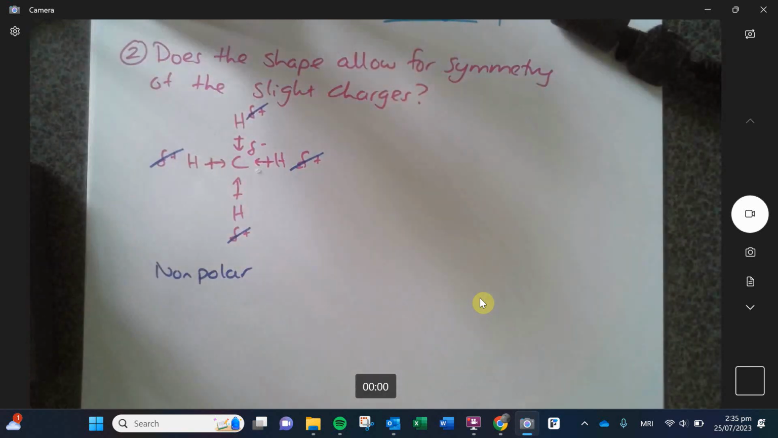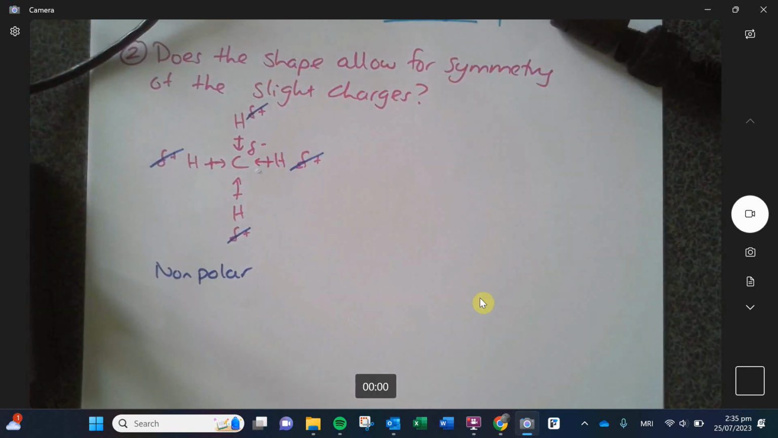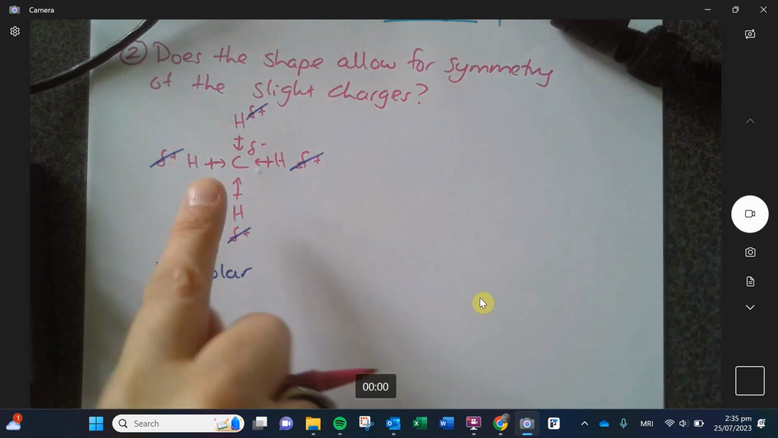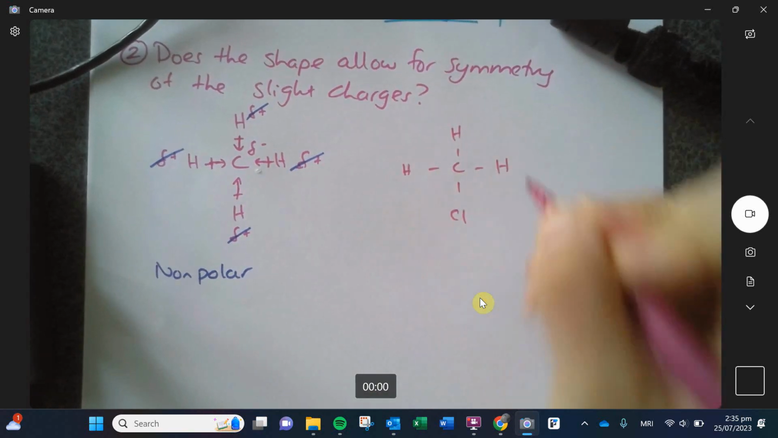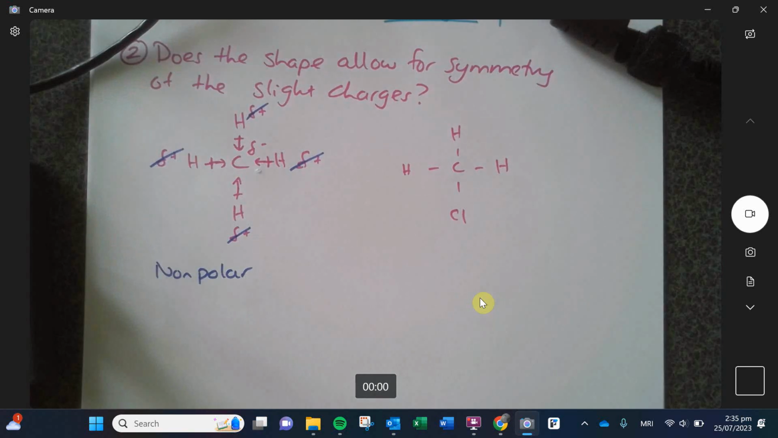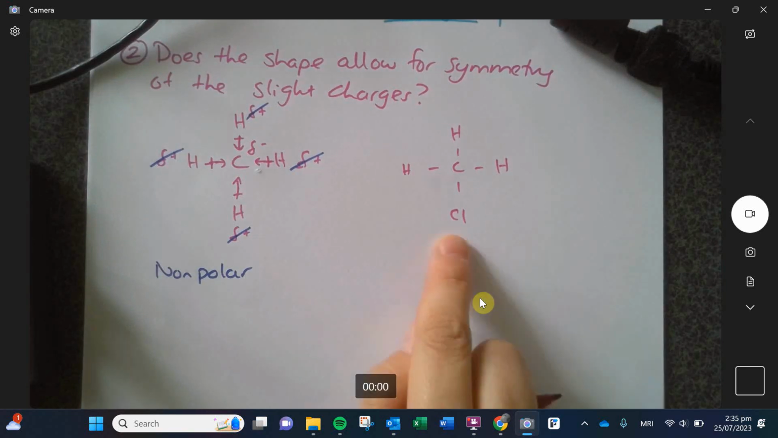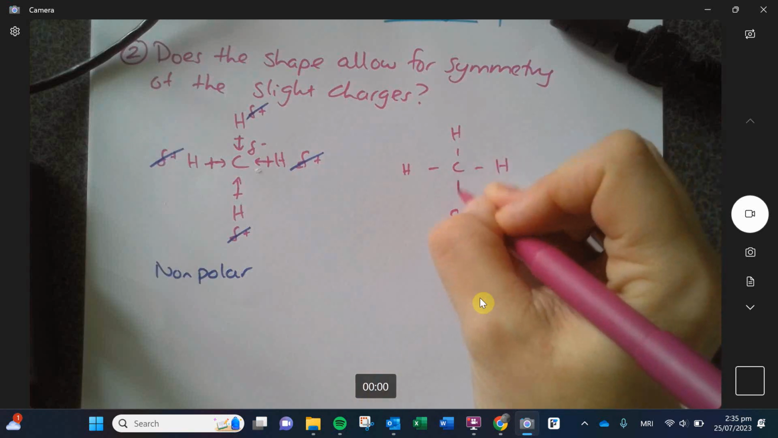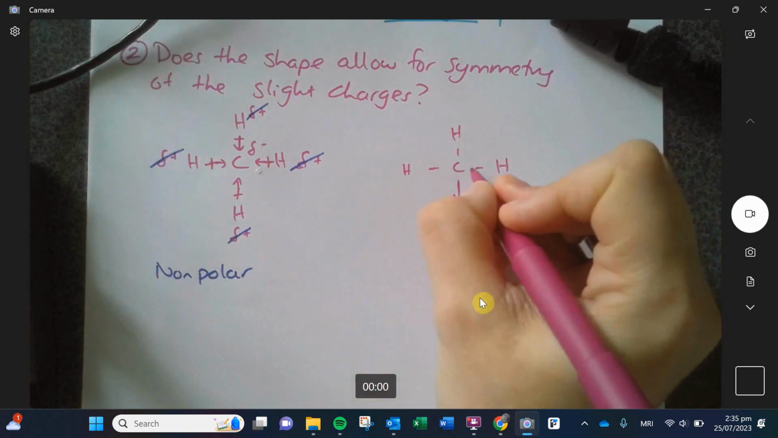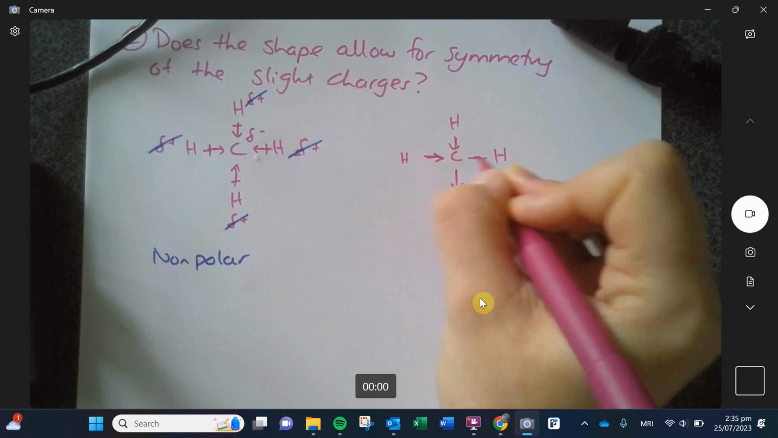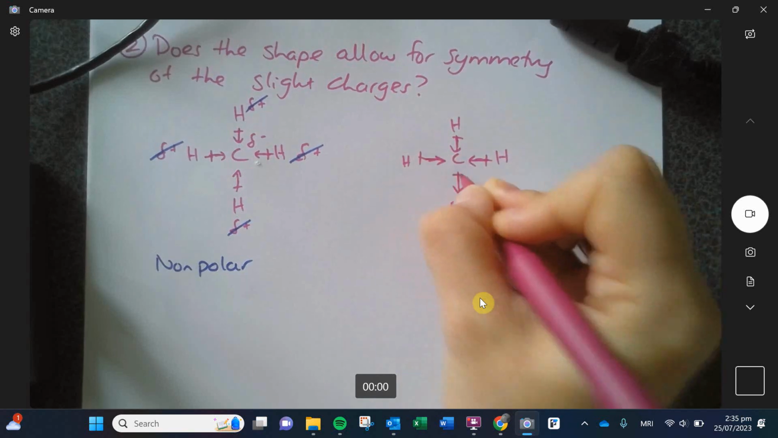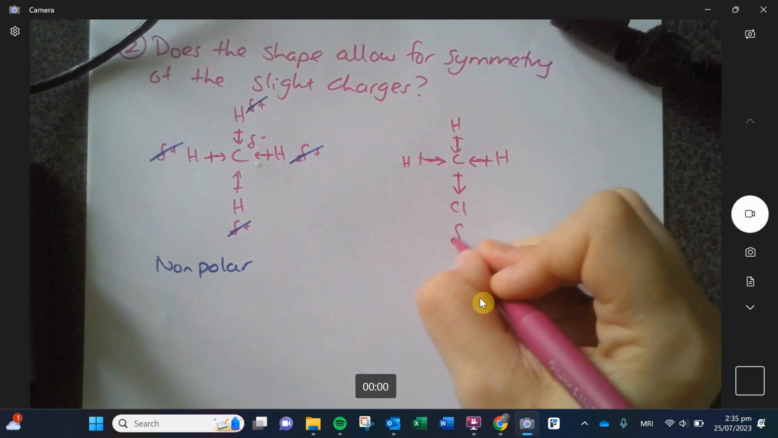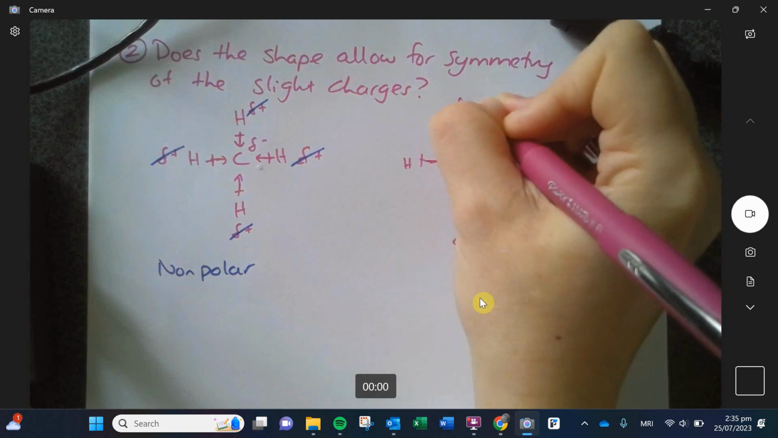I can show you another example of stuff that would be polar. Okay. Let's say I have the exact same molecule, but I switch one of those hydrogens out for chlorine, like that. In this molecule, if I look at the chlorine versus the carbon, the chlorine is more electronegative. So this guy's going to pull the electrons closer to it. Carbon will still pull these shared electrons closer to it. And so what I will see is that my chlorine will be slightly negative and the hydrogen will be slightly positive.